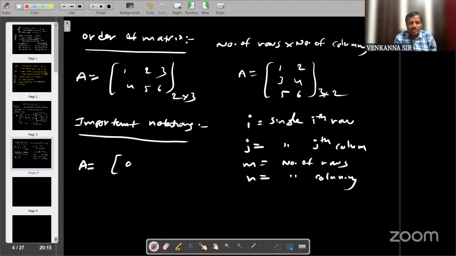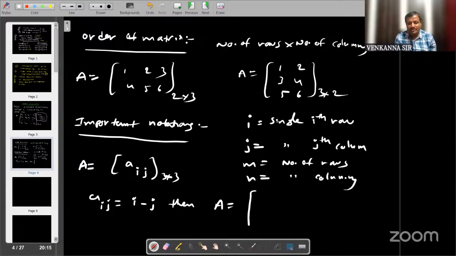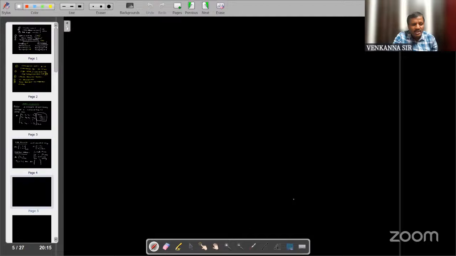A equals aij with order 3 by 3, where aij equals i minus j. Then what is the matrix A? How to construct the matrix A? All of you understood? aij is given, i minus j is the equation. So what is the first element here? a11. All of you know. In the next slide I will write that once again.